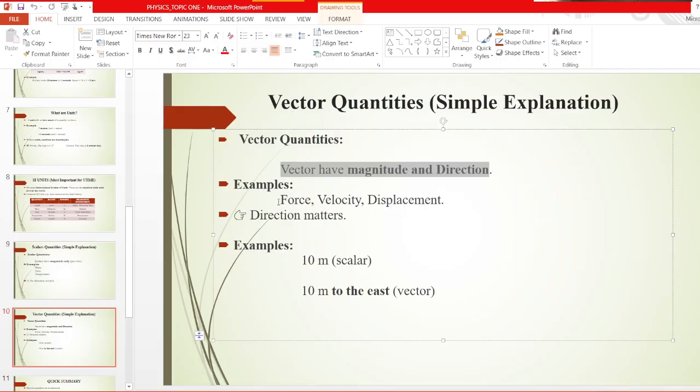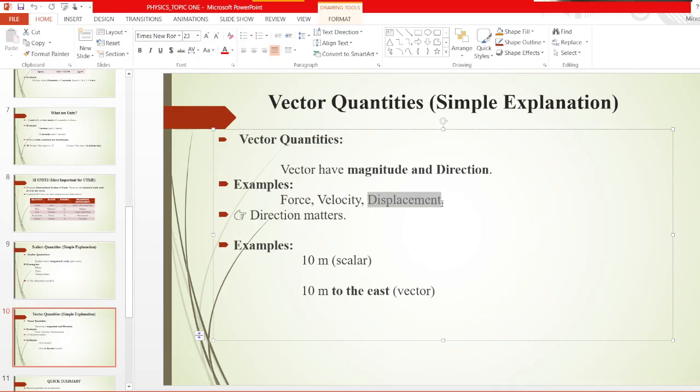Let's look at this example. Force. When you say force, you push something, you are applying force. Definitely you are pushing something towards a direction. Yes or no? It becomes a vector quantity. When you say velocity, a car is moving at a velocity of 20 meters per second. Definitely the car will have a direction.